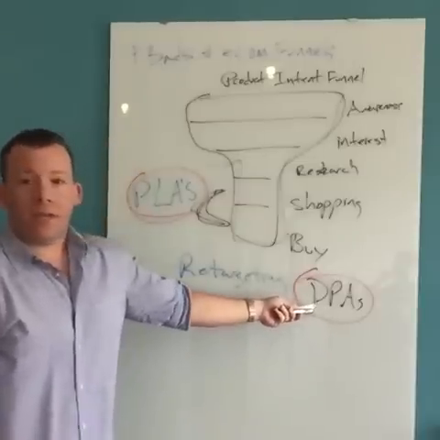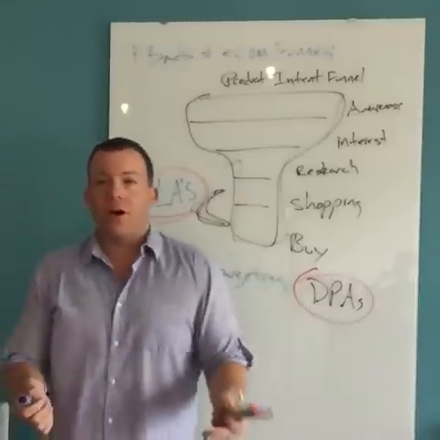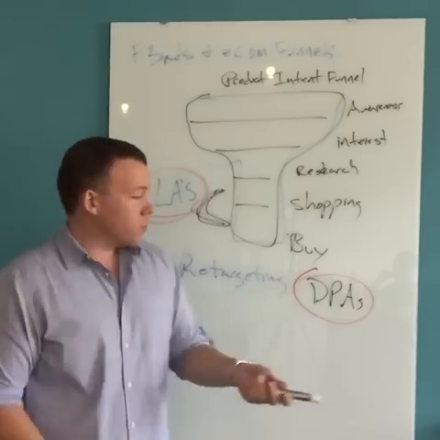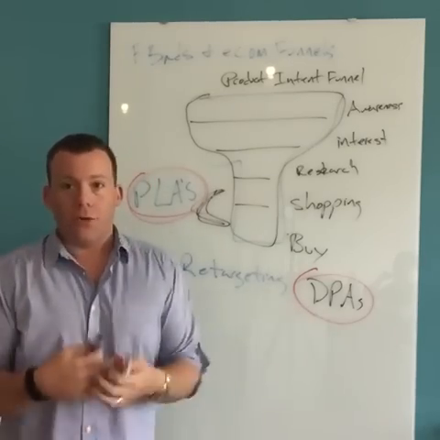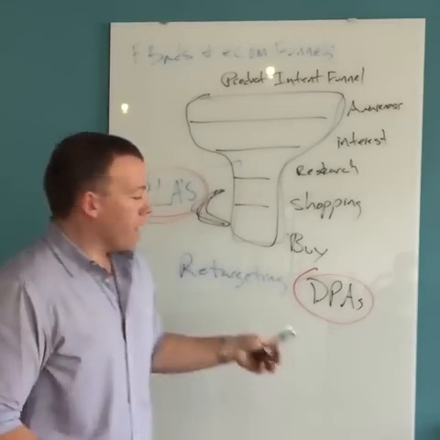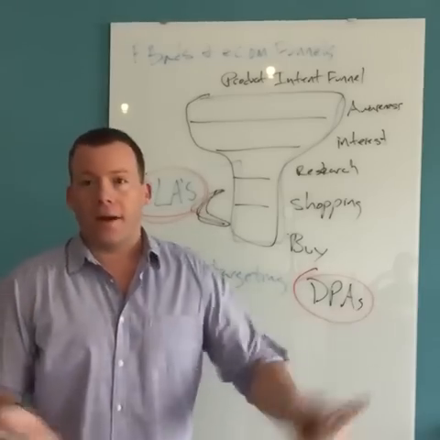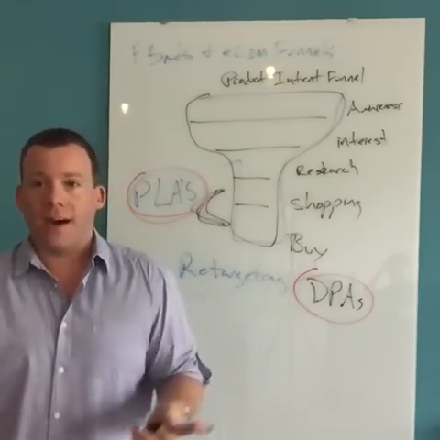Now, the difference between dynamic product ads and traditional retargeting is super important, and it's why this is literally the only thing we do for dropshipping. Let's say you sold 5 different product types, right? Product 1, 2, 3, 4, 5.